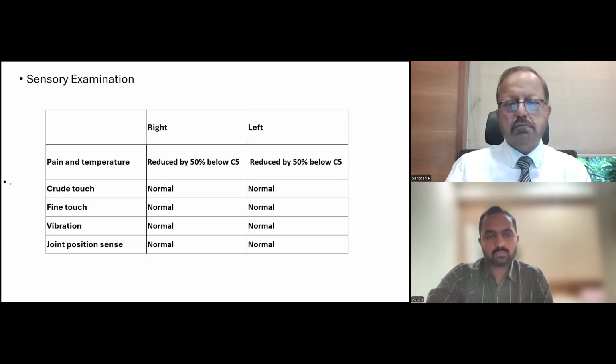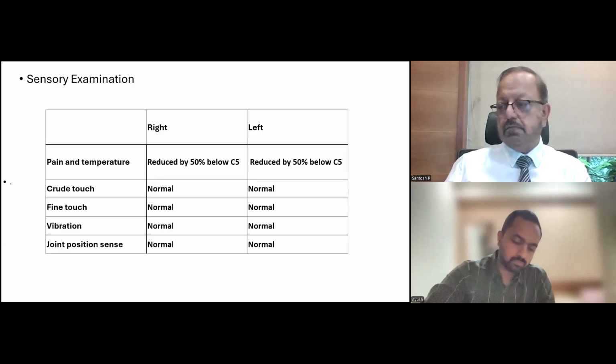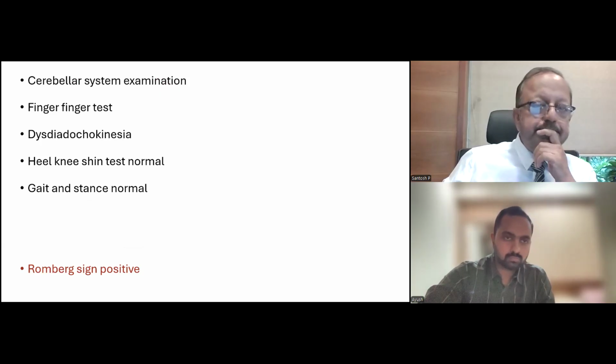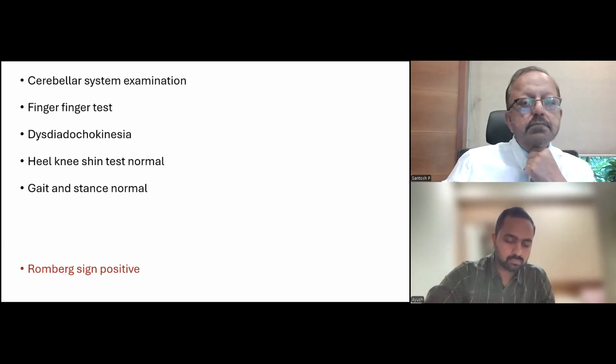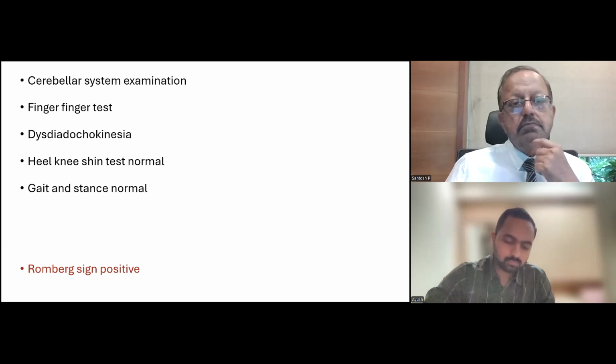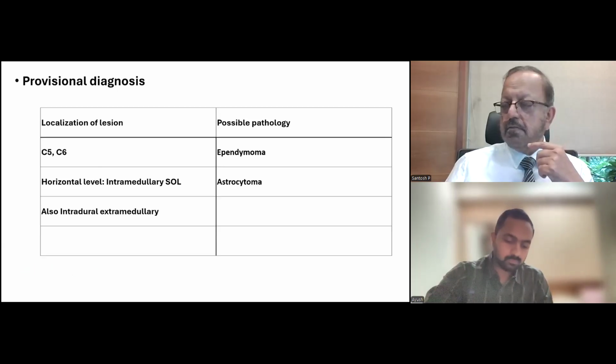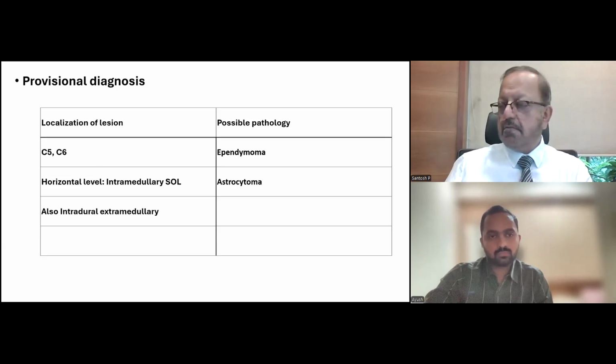Sensory examination: pain and temperature reduced by 50% below C5 level. Crude touch was normal, fine touch normal, vibration and joint position sense was normal on both sides. Cerebellar examination: finger-nose test, dysdiadochokinesia was normal, heel-knee-shin test normal, gait and stance was normal, Romberg sign was positive. Provisional diagnosis: lesion was localized to C5, C6 horizontal, intramedullary SOL, also intradural. Okay, thank you.